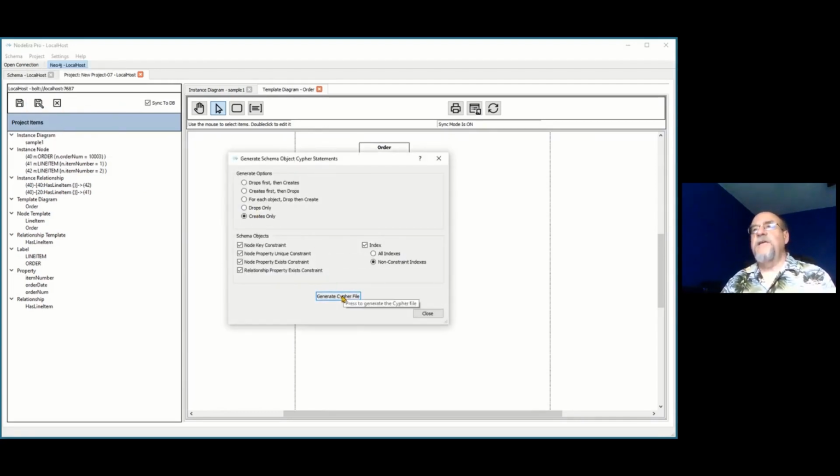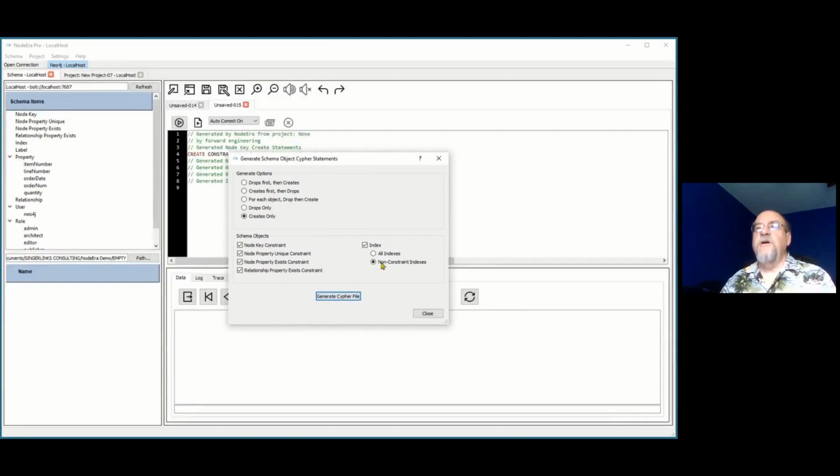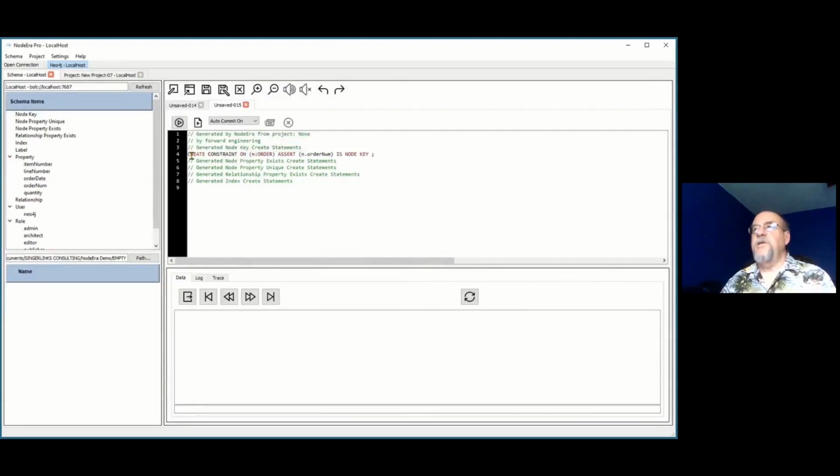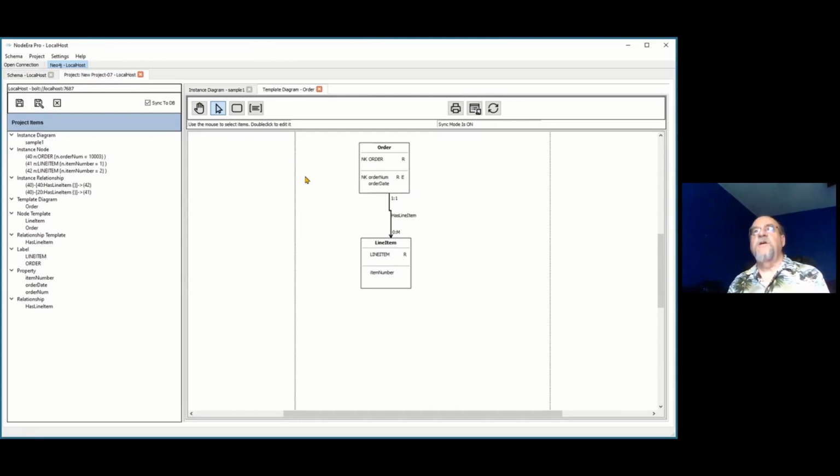So finally, we can take this and forward engineer all the schema objects. Like I said earlier, there are some schema objects that you create. And so here's that node key constraint. And this is the Cypher query. We could run this query and we'd have that constraint. So that's the demo.